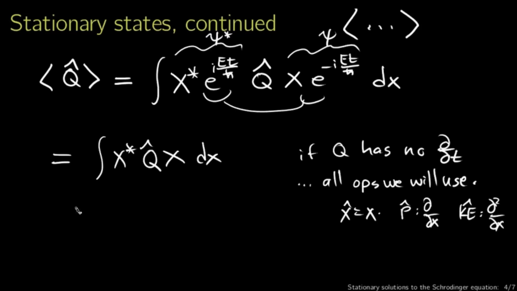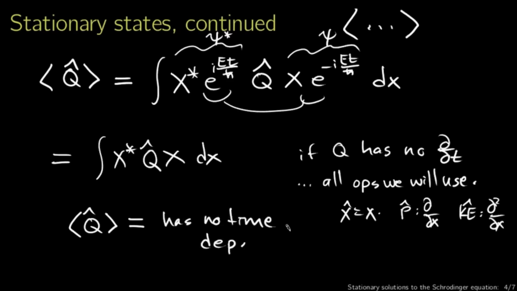What that means is that the time dependence drops out, and the expectation value of this Q operator, and Q can be anything here, has no time dependence. So our expectation values are constant. If our physical system is described by a wave function that separates like this, then our expectation values have no time dependence.